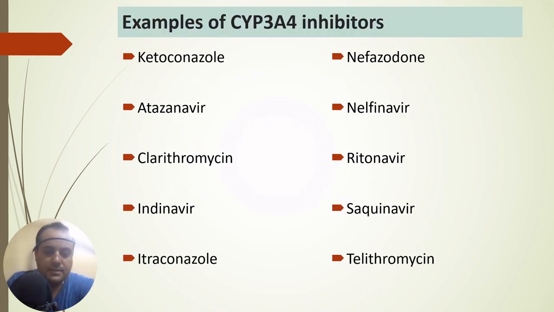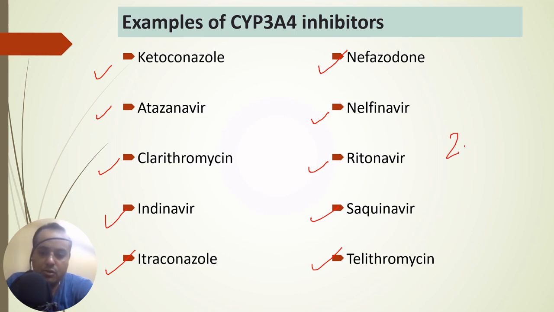Now some of the examples of CYP3A4 inhibitors are ketoconazole, atazanavir, clarithromycin, indinavir, itraconazole, nefazodone, nelfinavir, ritonavir, saquinavir and telithromycin. So along with all these drugs, the dose of saxagliptin needs to be reduced to 2.5 mg daily.